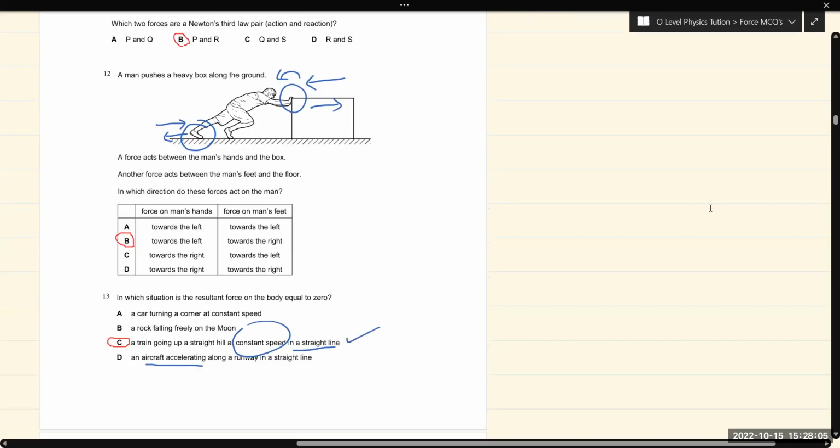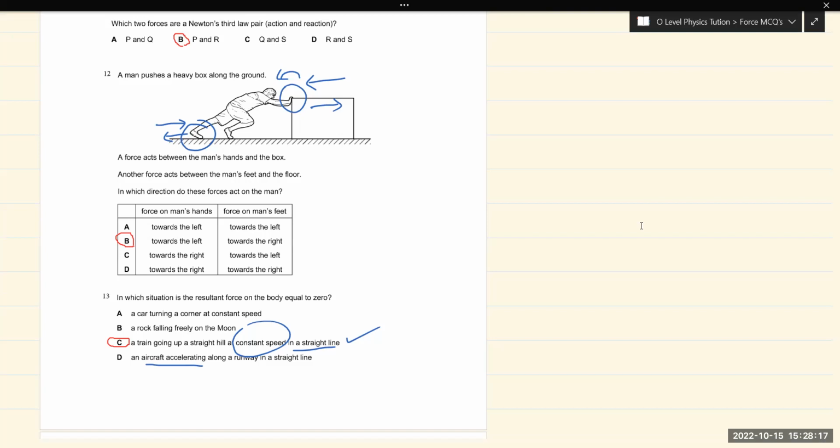Then question number 12: a man pushes a heavy box along the ground. So a force acts between the man's hand and the box. So another force acts between the man's feet and the floor. In which direction do these forces act on the man? So force on the man's hand, and we have a column 1 and we have a column 2 for force on man's feet.